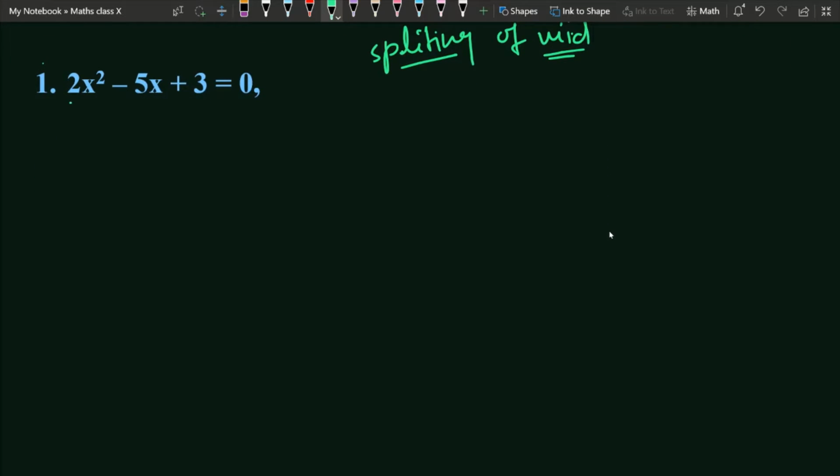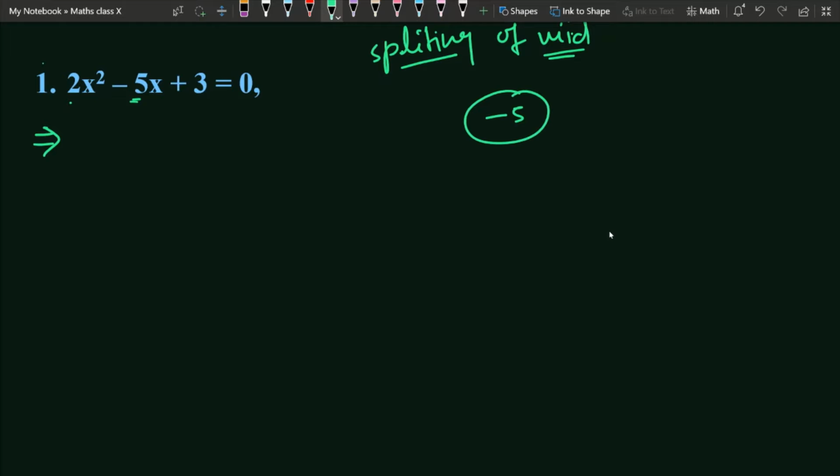So this is the question I have selected from the examples given in NCERT: 2x square minus 5x plus 3. Let us first solve this equation and then we'll talk about the concepts. See how we'll split the middle term. It is minus 5, and 3 into 2 is 6. You know that, it's a very good question.